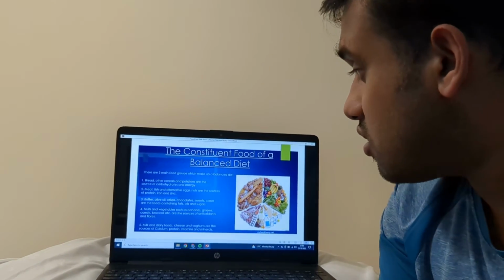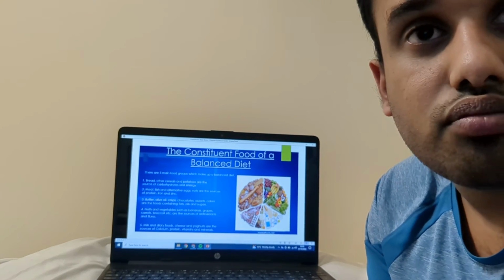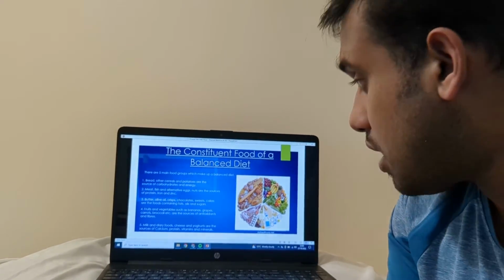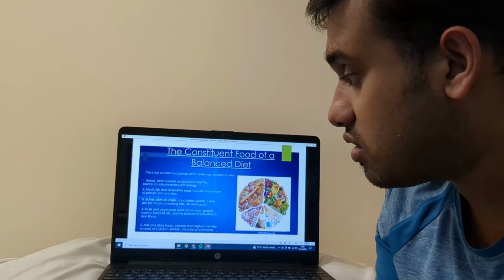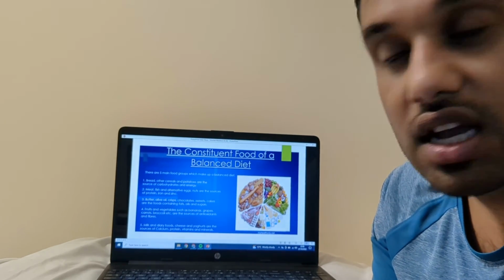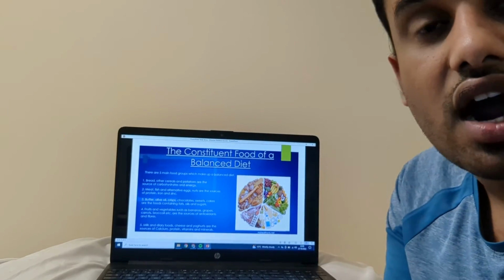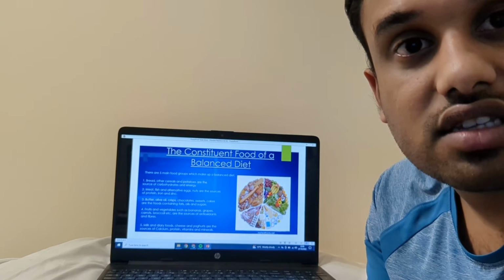And next is the constituent foods of a balanced diet. There are mainly five types of constituent foods for a balanced diet. The first one is bread, other cereals, and potatoes. These are the sources of carbohydrates and energy. And the second one is meat, fish, and alternatives such as eggs. They are the source of protein, iron, and zinc.